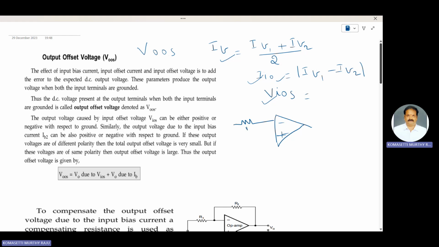One is resistance R, IB1, IB2. This terminal, the non-inverting terminal of the op-amp, is grounded. This one, the inverting terminal of the op-amp, is grounded. The non-inverting terminal of the op-amp is also grounded. Due to these factors, this one is IB, this one is IB1, and this one is IB2.